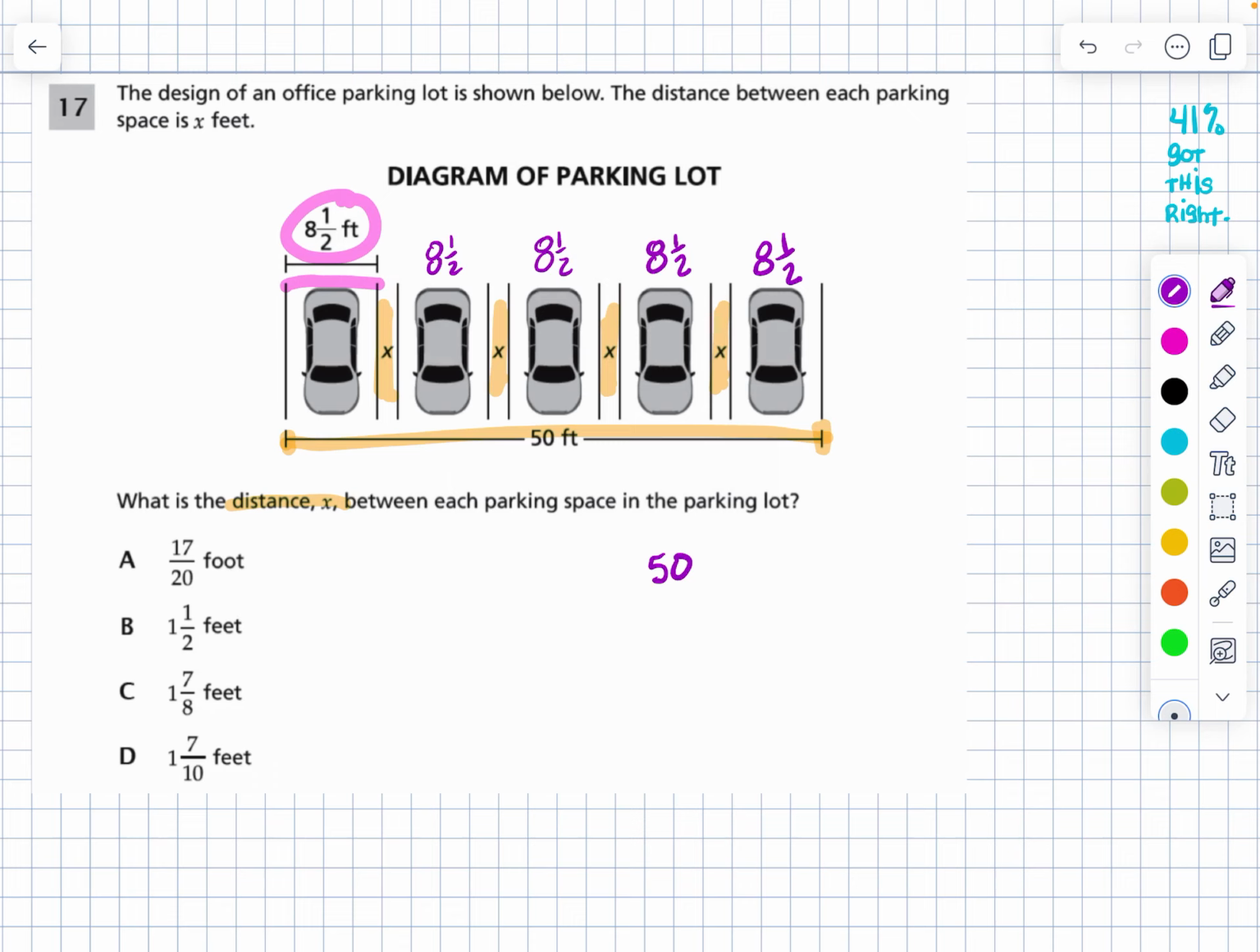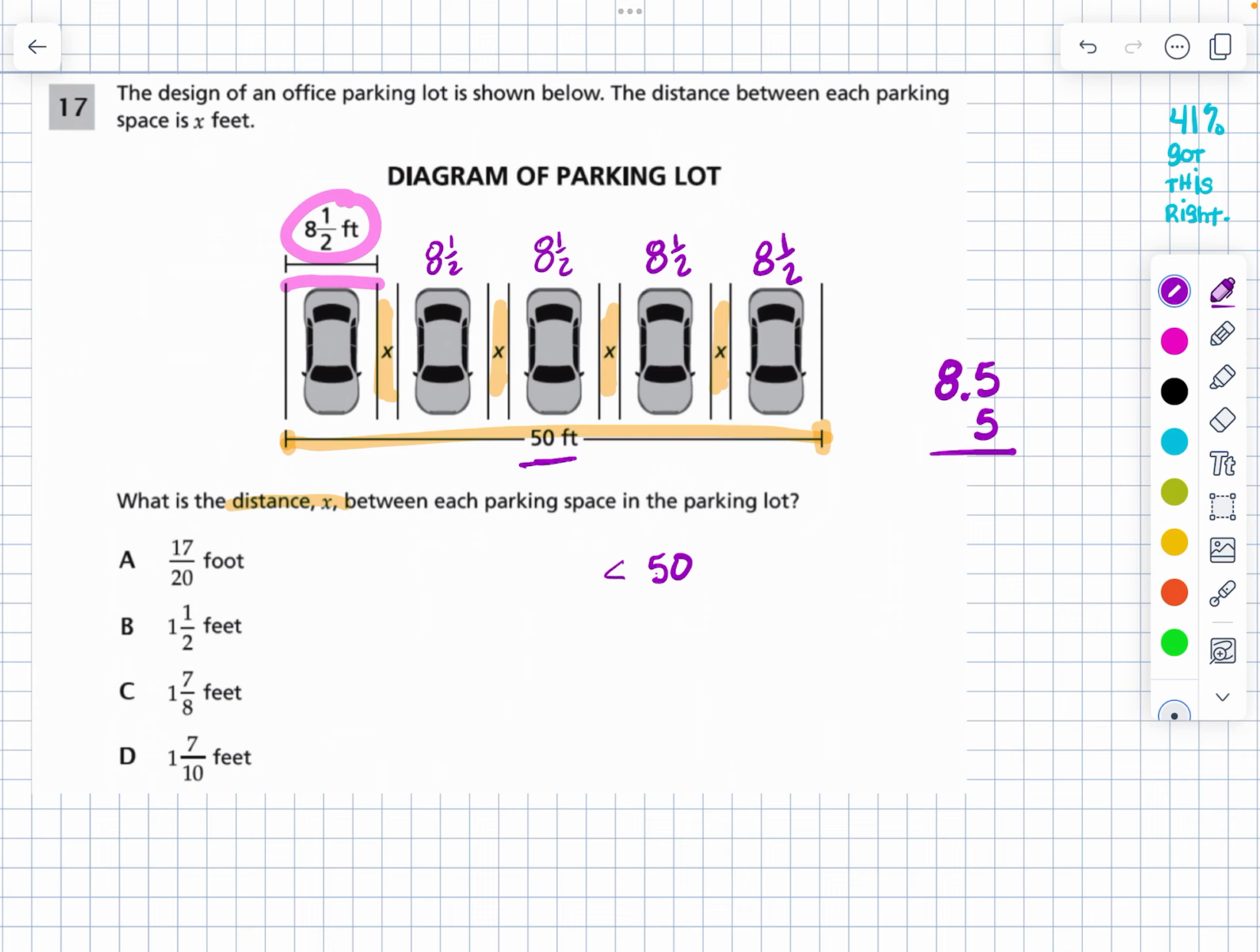It's good to write this down because it helps give you clarity and really see what you're doing. So if you look at this now, I see 5 different spaces that are 8.5 feet, with the total feet being 50. So my first thought is let's add all these things together, or we can multiply. I'll multiply 8.5 times 5 because I have 5 spaces.